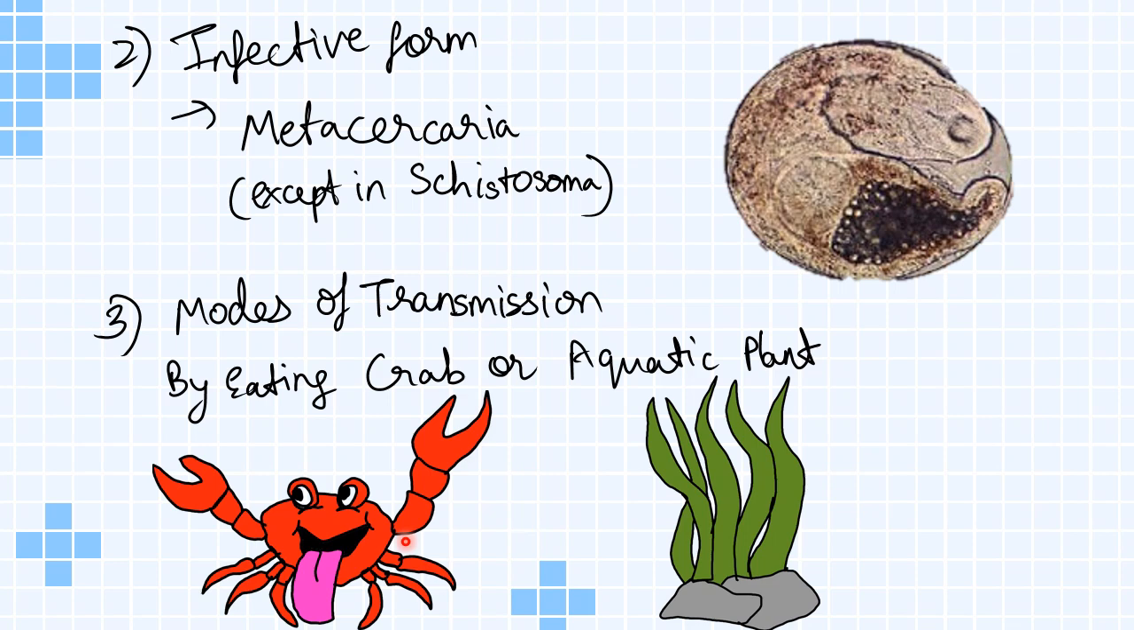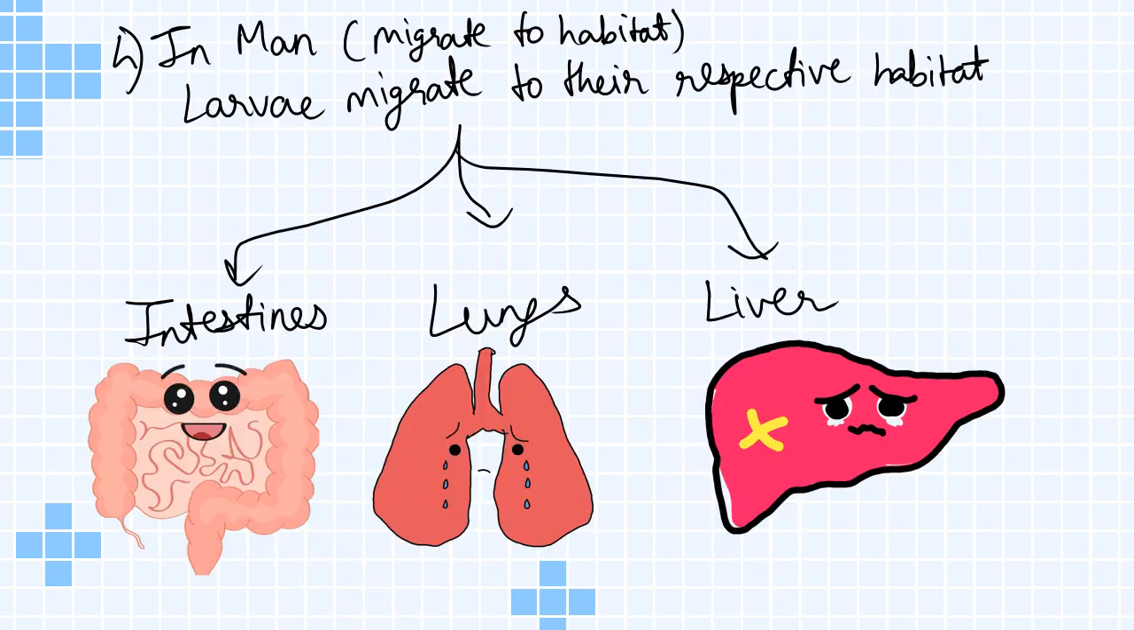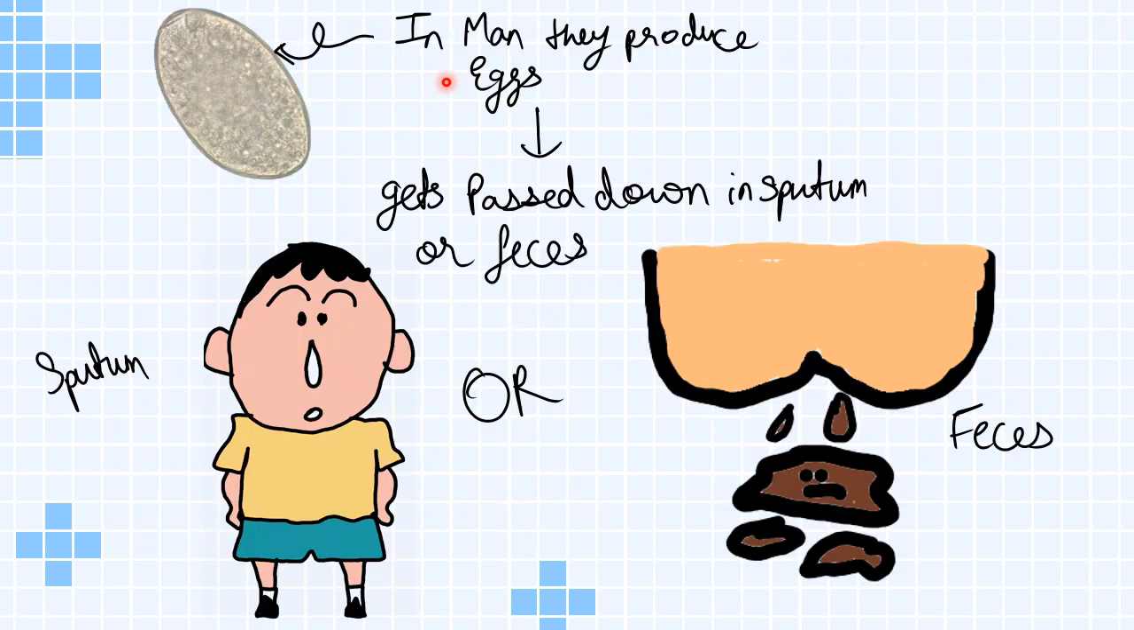After entering the body, the larvae migrate to their preferred sites and settle in specific habitats. Some species inhabit the intestine, others the lungs, and some reach the liver. After maturation, adult worms begin producing eggs. The eggs produced by adult worms leave the body through feces or sputum, depending on the site of infection. Once these eggs reach water, the next stage of the cycle begins.